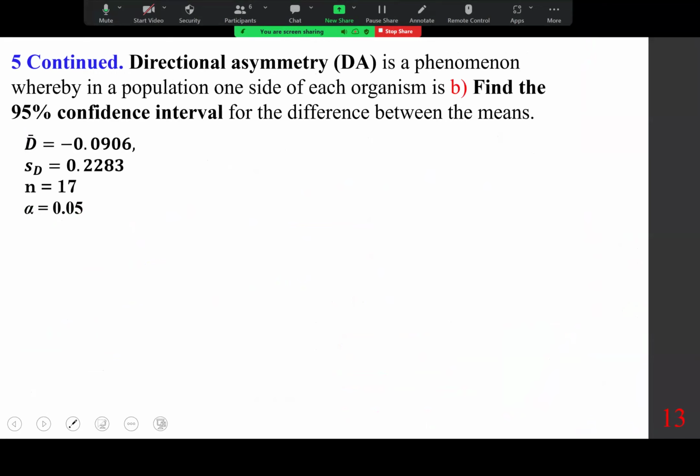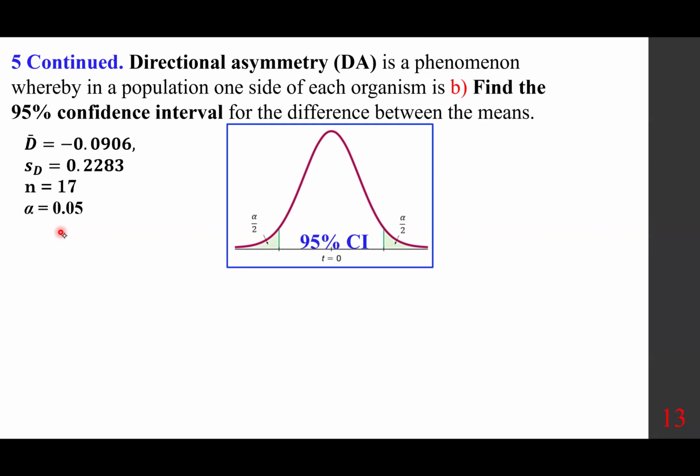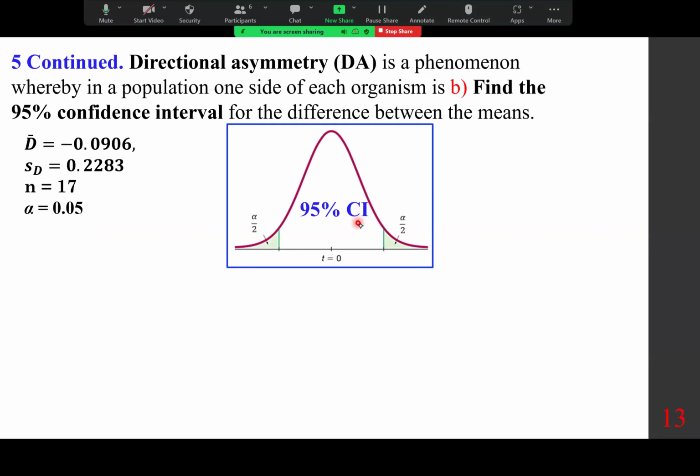I'm going to continue with the same question. In part B, we want to find the 95% confidence interval. And we are writing the information we have from the previous page. And remember, it's a two-tailed test with alpha of 0.05, which is the same as a confidence level of 95%. So we already have the information, the 95% confidence interval. We have the critical values plus or minus 2.120. So we have all the information.